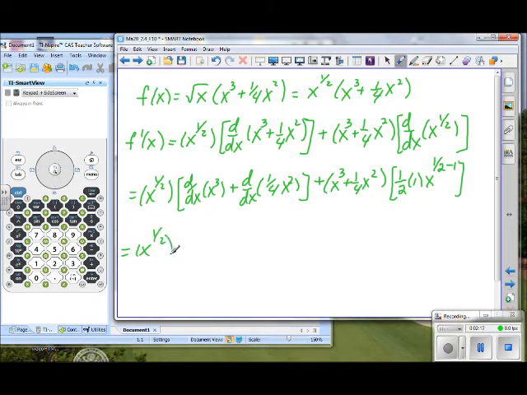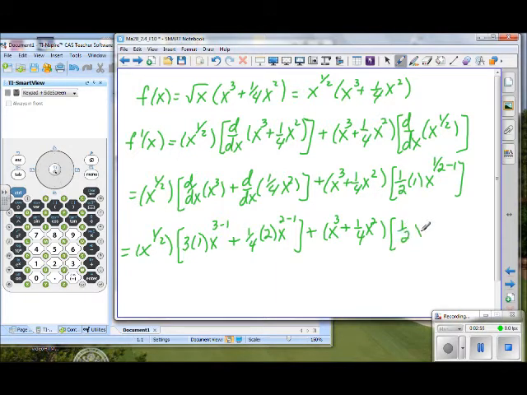So x to the 1/2 power. The derivative with respect to the input variable x of x cubed is going to be 3 times the leading coefficient, the exponent times the leading coefficient, times x to the 3 minus 1, plus 1/4 times the exponent times x to the 2 minus 1, and we'll finish up then by repeating what we have. x cubed plus 1/4 x squared times 1/2 x to the negative 1/2.